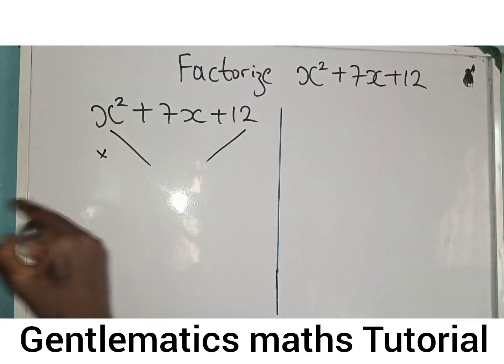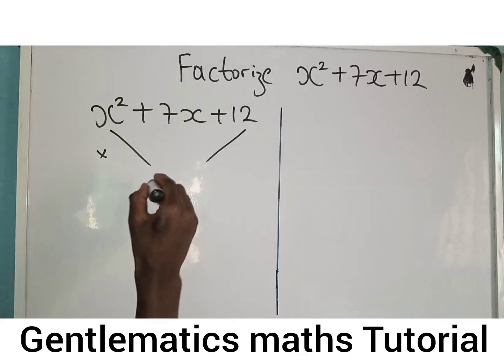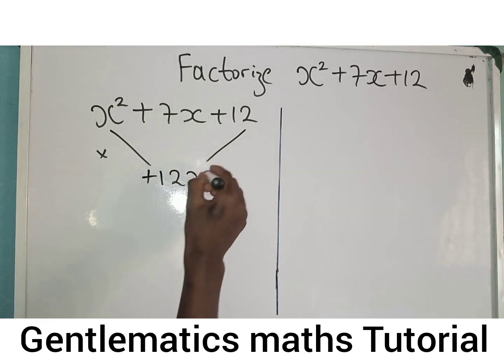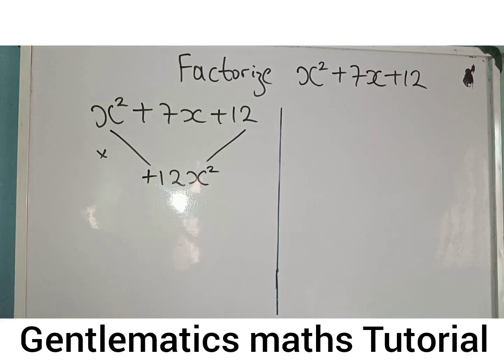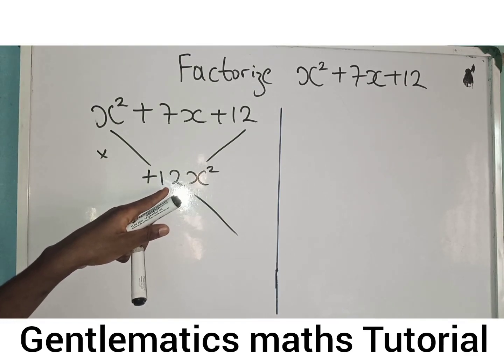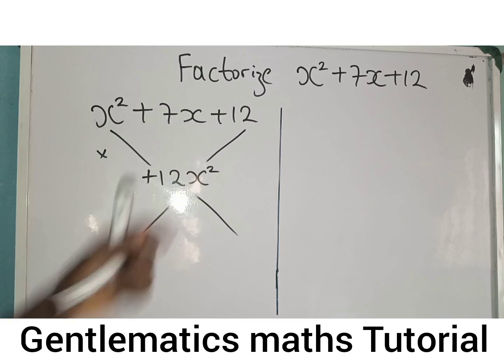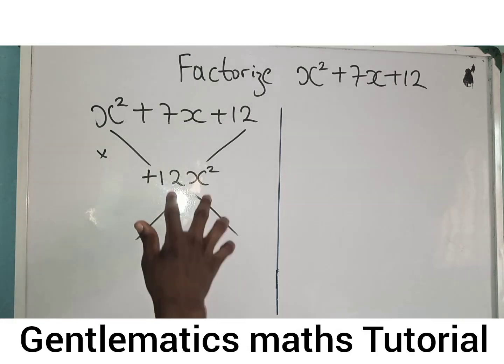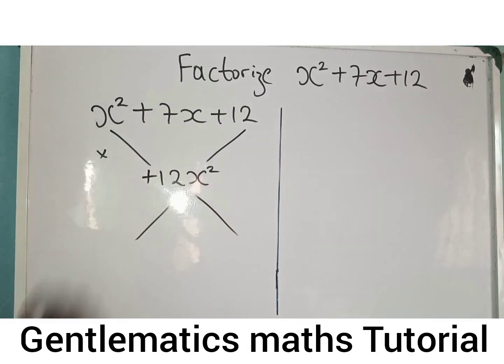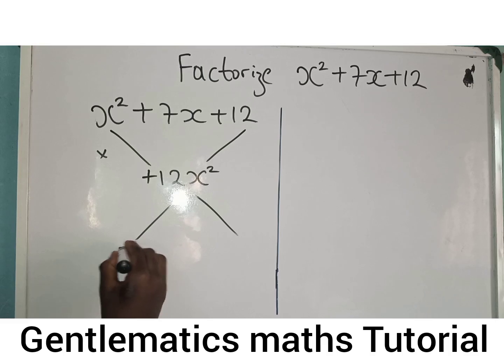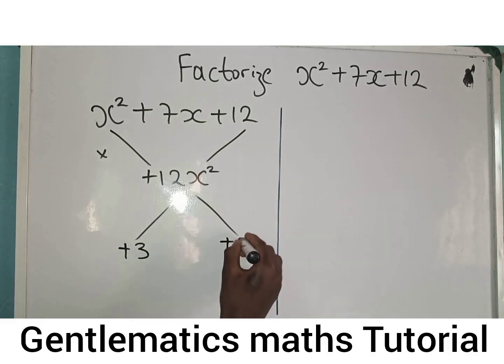We multiply. x squared times 12 will give us plus 12x squared. Now the next thing to do, we look for two numbers such that when you multiply them, you have 12, and when you add them, you have plus 7. So what are those numbers that the product gives us 12 and the sum gives us 7? You check 3 times 4. 3 times 4 is 12 and 3 plus 4 is 7. So we use 3 and 4, positive 3 and positive 4.